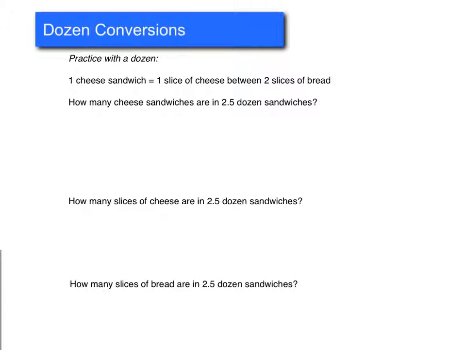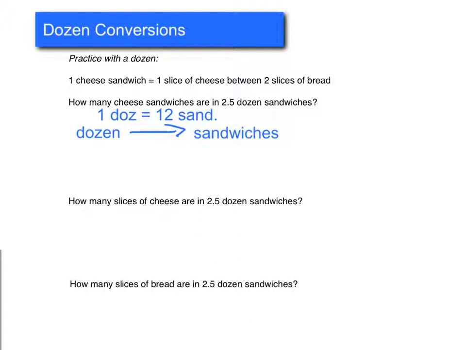All right, so how many cheese sandwiches are in 2.5 dozen sandwiches? So this is sort of an easy gimme. Just like in the last video when we were practicing conversions and dimensional analysis, we need to make a plan first. So we know we want to go from dozen sandwiches to just number of sandwiches, okay? And we know that 1 dozen sandwiches equals 12 sandwiches.